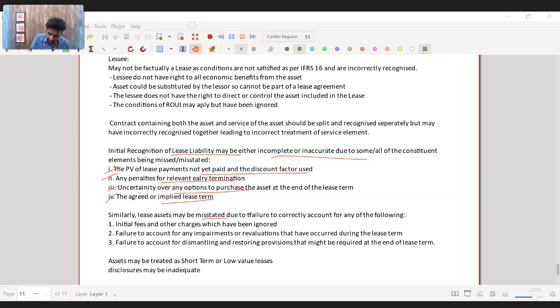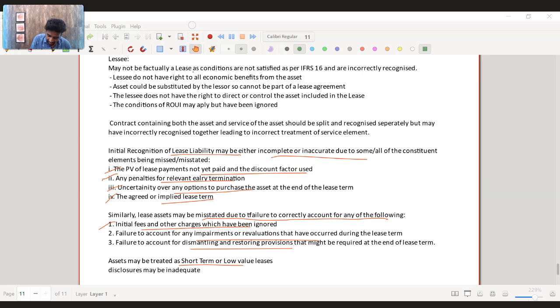Lease assets may be misstated due to failure to correctly account for any of the following as well, like initial fees and other charges which may have been ignored. So initial fees and other charges which you have spent for the asset can be recognized as the ROU. Impairments or revaluations. Since we are recognizing ROU, the asset should be tested for impairment, and revaluation should also be recognized. Dismantling and restoration cost should also be recognized, similar to that of IAS 16, right?